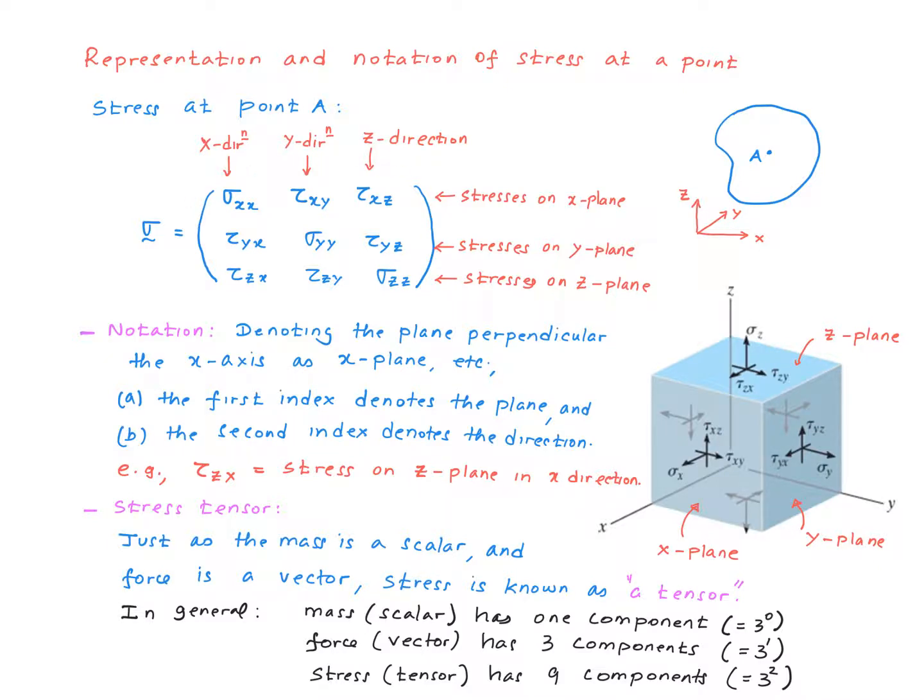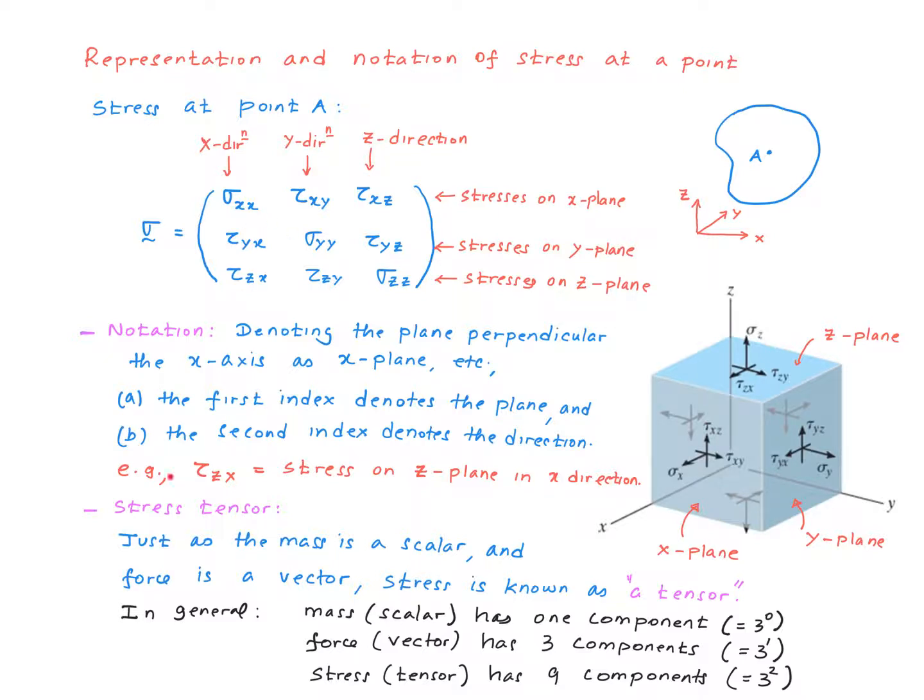And therefore, the way you read this is sigma xx is the stress on the x-plane in the x direction. Tau xy is the stress on the x-plane but in the y direction. Tau xz is the stress on the x-plane but in the z direction, and so on. But because we have proved that the complementary shear stresses are equal to each other, there are only 6 independent stress components in here. For example, tau xy is equal to tau yx, and similarly tau zx is equal to tau xz. In other words, the components above this diagonal are equal to the components below this diagonal.